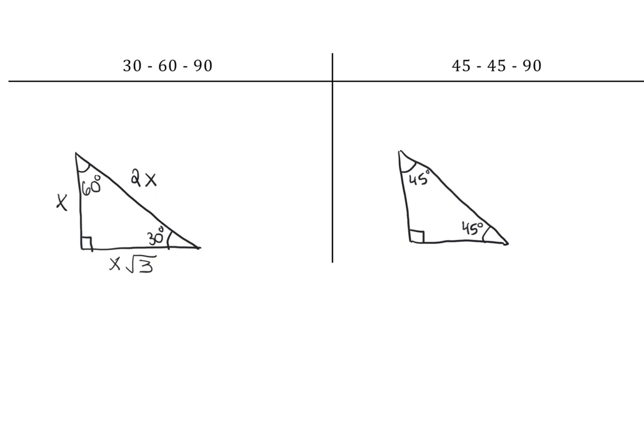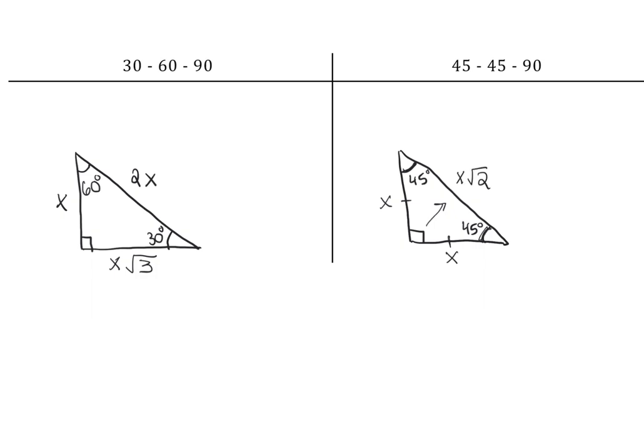And now for the 45, 45, 90, this is an isosceles triangle because these two angles are congruent. It's isosceles, which means these side lengths are also congruent. So if this is x, this is also x. But then the hypotenuse across from the right angle will be x times the square root of 2.